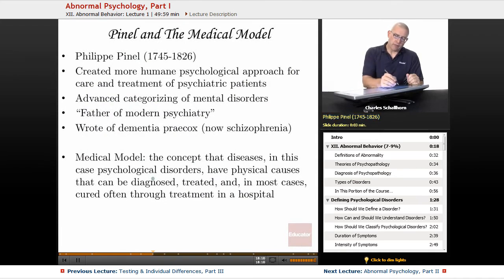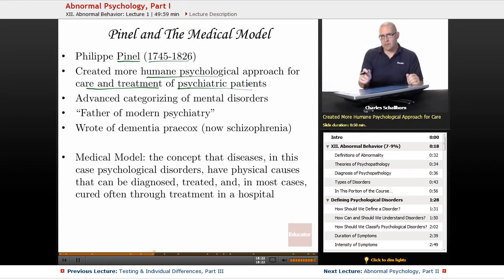Philippe Pinel, a Frenchman in the 1700 to 1800s, created a more humane approach to the care and treatment of psychiatric patients. Because prior to this, a part of the treatment of not just why, but also how we treated people with mental disorders, whether it be putting them on the ship of fools, or locking them between the walls of a city, or just locking them away.